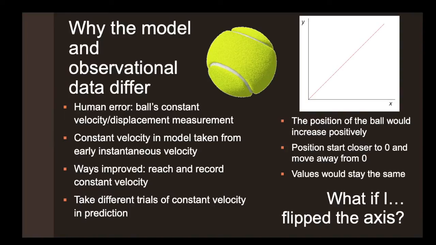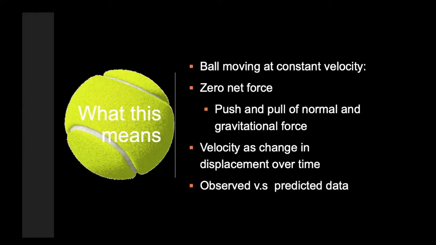Now, if we flipped the axis when measuring and tabulating the data into a graph, the magnitudes of the values would stay the same. However, it would be in a positive format rather than a negative, and it would look similar to the graph posted here. So what does this mean? This means that as the ball is moving at constant velocity, it has zero net force. It has a push and pull of normal and gravitational force, keeping it at zero net force. The velocity is a change in displacement over the time, meaning that this constant velocity can be found by looking at how far it moves during a change in time.